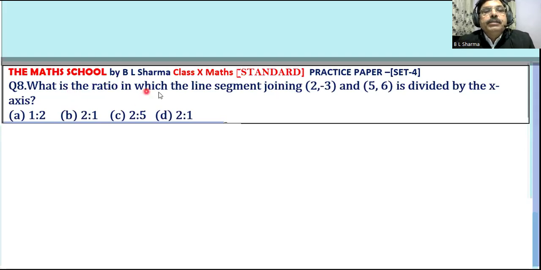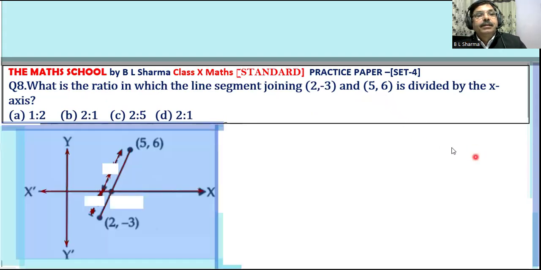What is the ratio in which the line segment joining the points with coordinates (2, -3) and (5, 6) is divided by the x-axis? x-axis इस लाइन सेगमेंट को जिसके कोऑर्डिनेट्स गिवन है किस रेशियो में डिवाइड करता है, ये हमारा क्वेश्चन है. इसको विजुलाइज करते हैं.